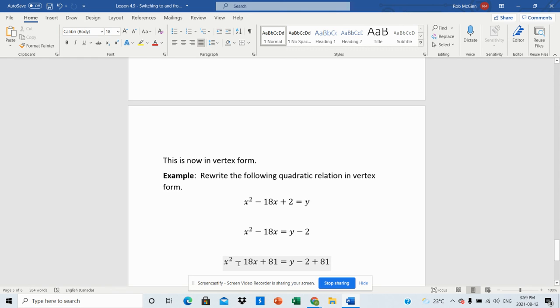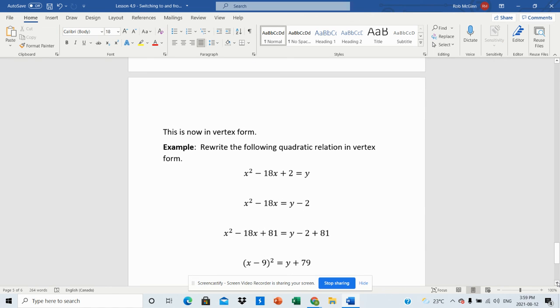Remember, when we divided our middle term by 2, we got minus 9. That is the number that we had to square to get 81. So that is going to be in our equation here. (x minus 9) squared is now equal to y. I just combined our terms here, plus 79.